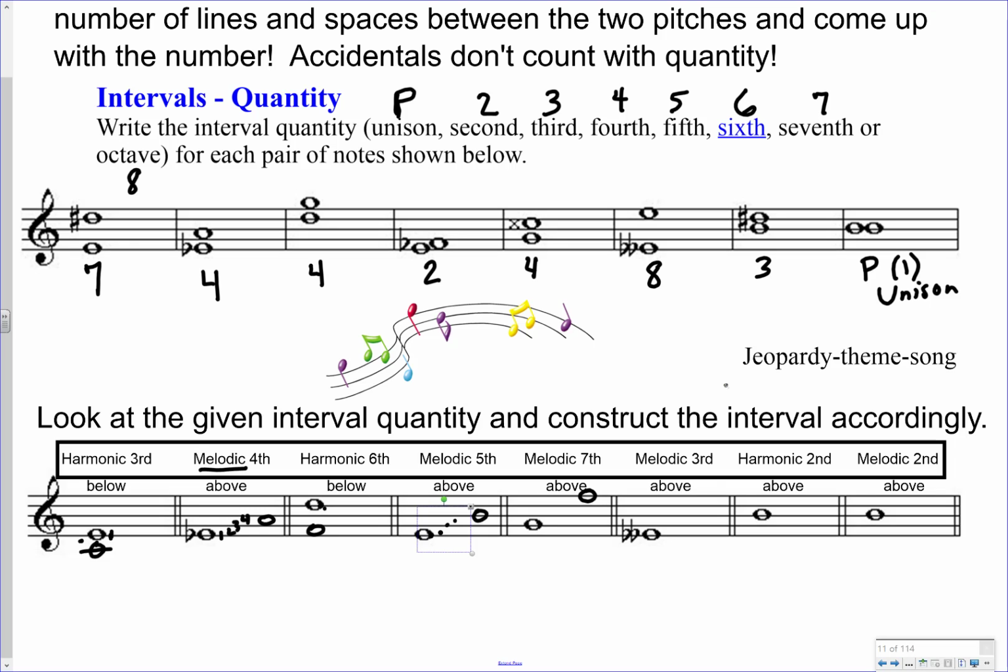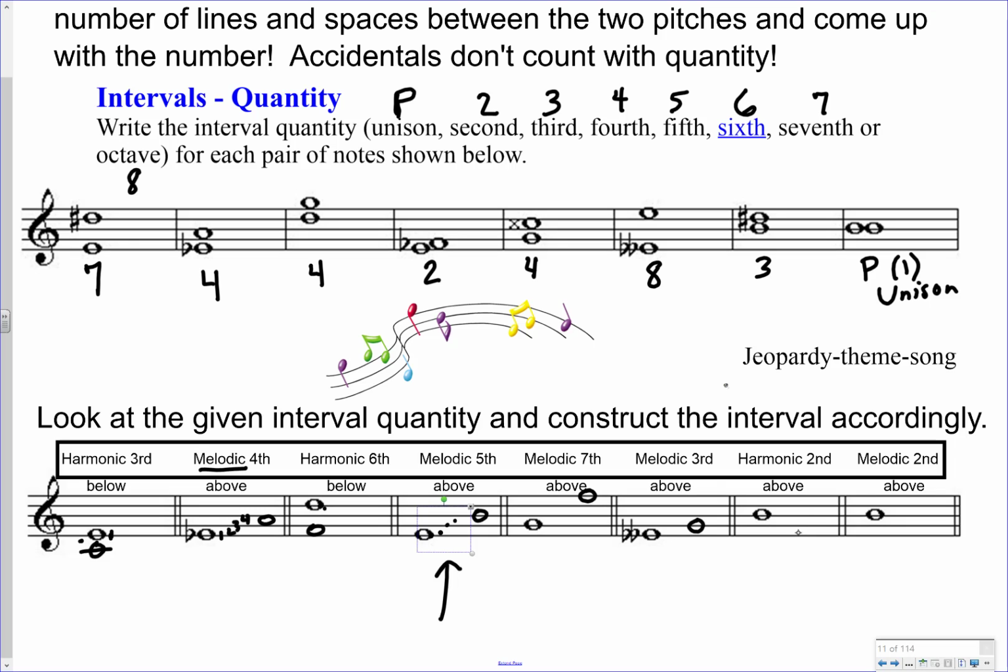In the next one, a melodic 3rd above. Thirds are really easy. When you think thirds or fifths, you can think line, line, or space, space.